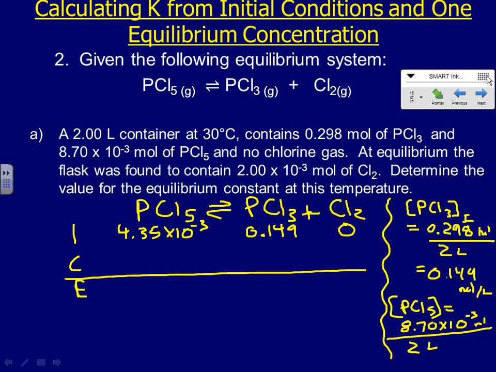I believe that this is going to go to the right because there's 0 of this. Right now, this cannot collide with anything because there's nothing. So it's going to head this way. What that means is my negative is going to be on this side. The reaction is going to go to the right. Negative X, plus X, plus X.